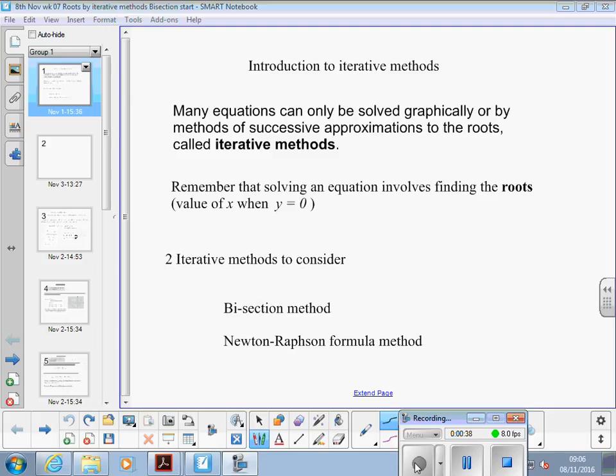So we're going to have a look at two methods. The bisection method we're going to have a look at today, and then next week we'll have a look at Newton-Raphson's formula method. Each of those you're going to need for one part of the assignment that I'm giving you. I'm going to be issuing that today, so you can start working on that as we go through the coming weeks. I'll start on the bisection method, if you so wish.